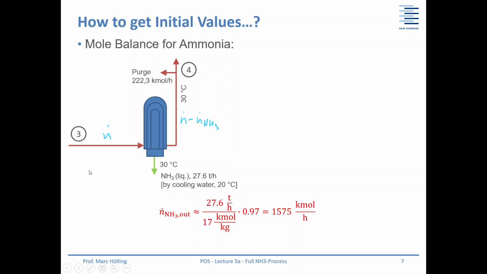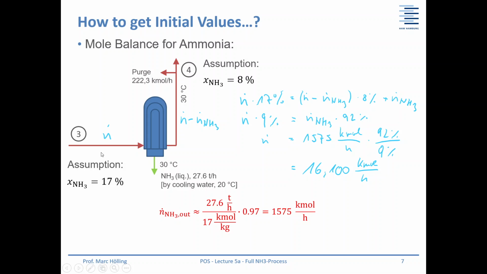Then we need some assumptions. We already calculated this reactor, so we know a little bit about it. So let's say the mole flow here coming from the reactor might have an ammonia mole fraction of 17%. And the next assumption is that after the condensing with cooling water, we might have a mole fraction of 8%. So this is an assumption. Hopefully it's quite reasonable.